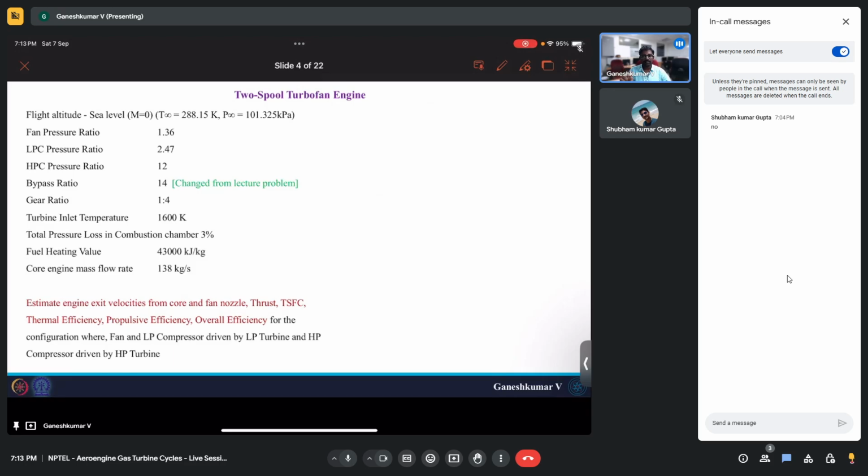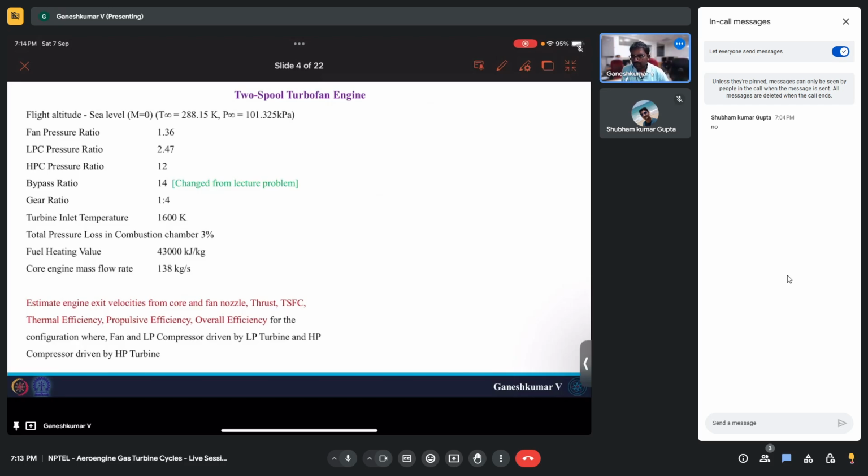And additionally we have a gearbox with a gear ratio of 1:4. Which means the RPM of the fan divided by the RPM of the low pressure compressor, or the RPM of the low pressure turbine, will be equal to 1 by 4 basically. Which means the speed of the fan is 25% of that speed.